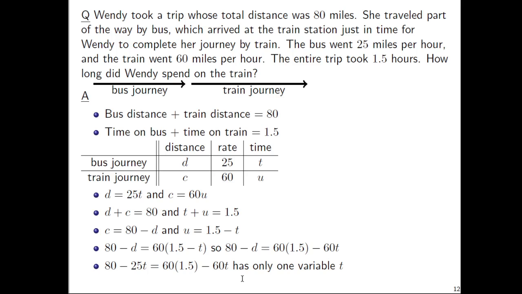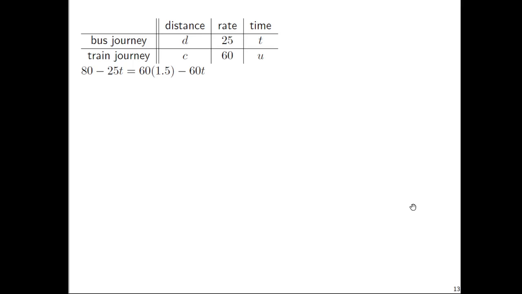80 minus 25t equals 60 times 1.5 minus 60 times t. So let's take that to the top of the next slide. And then we'll add and subtract things on both sides to get all the terms with t on one side and all the terms without t on the other side. So you'll see that from the first equation to the second equation, what happened was adding 60t to both sides and subtracting 80 on both sides.